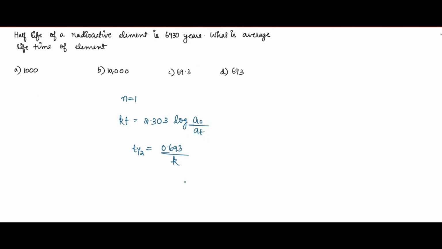They have said the half life of this particular element is 6930 years. So t half is equal to 6930. Relating these two, we get the value of K. What is K? 0.693 divided by 6930, right? So you will get 0.0001 per year.